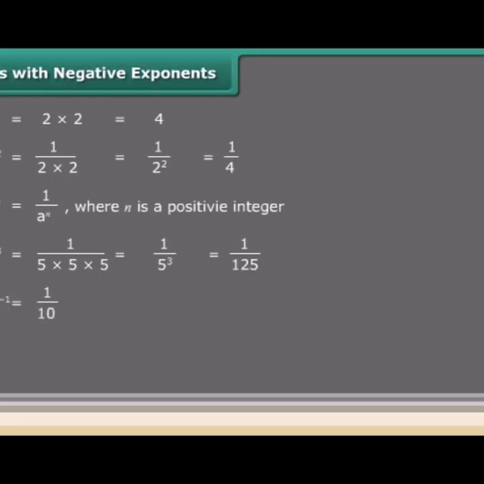10 raised to the power minus 1 is equal to 1 upon 10. 10 raised to the power minus 2 is equal to 1 upon 10 divided by 10, which is equal to 1 upon 10 × 10, which equals 1 upon 100, which is equal to 1 upon 10 raised to the power 2.